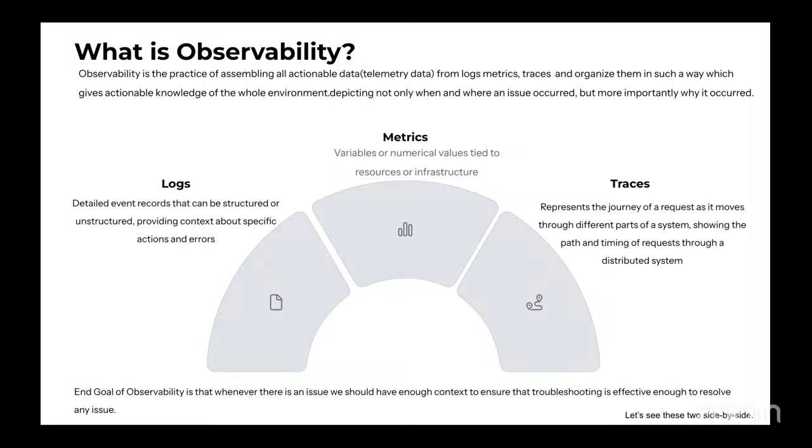So in observability, the first step in observing your application is collecting what you know as telemetry data, or the three pillars of observability, which are your logs, your metrics, and your traces. Logs are a detailed series of messages that give context to an event that is happening in your application or your infrastructure. So you have container logs, you have your server logs. The metrics, as I mentioned before, are all these variables or values tied to your resources.